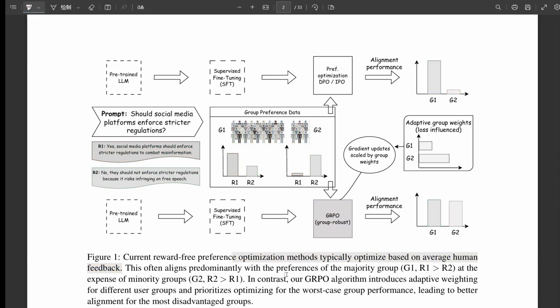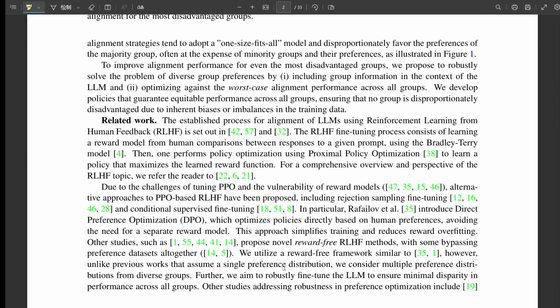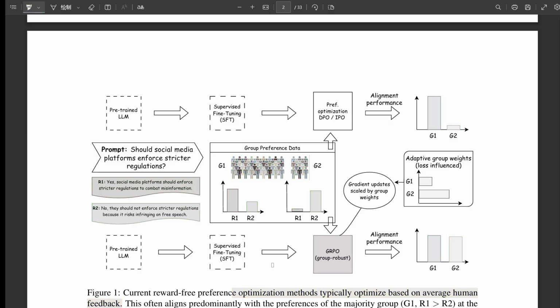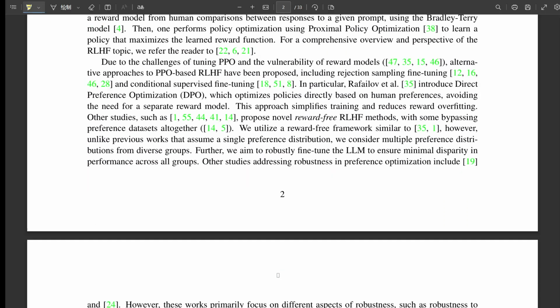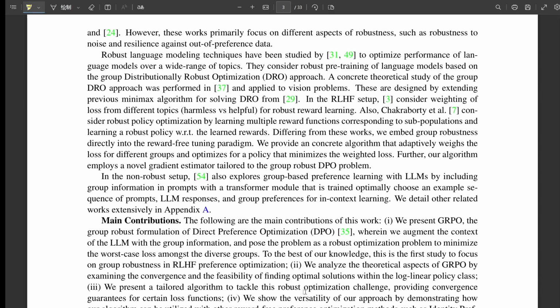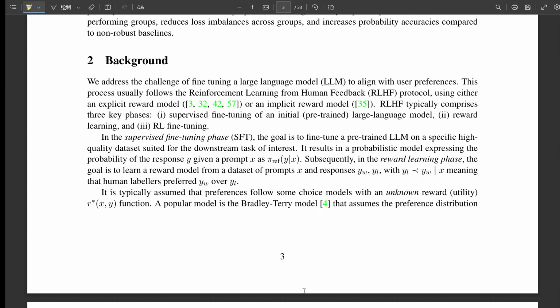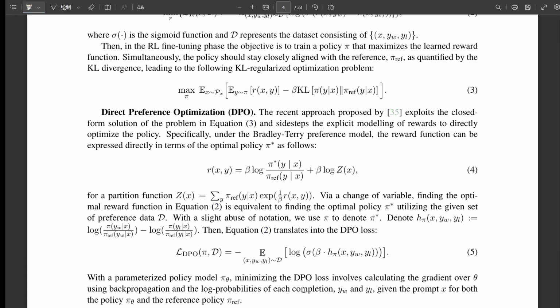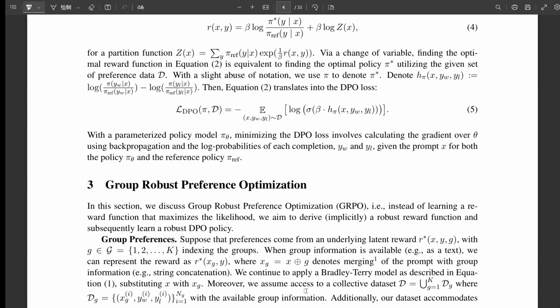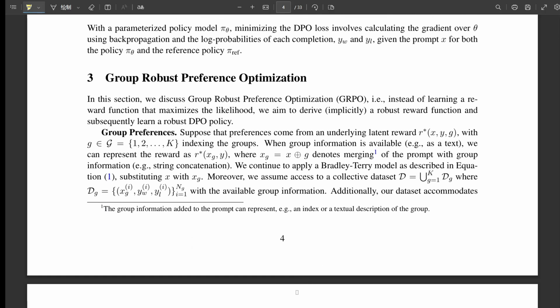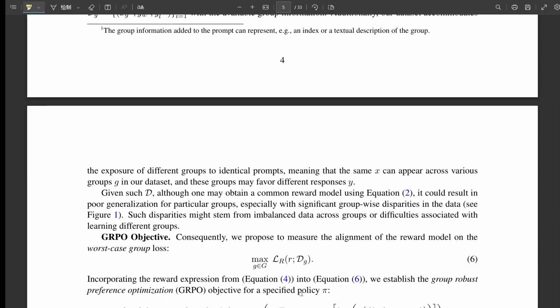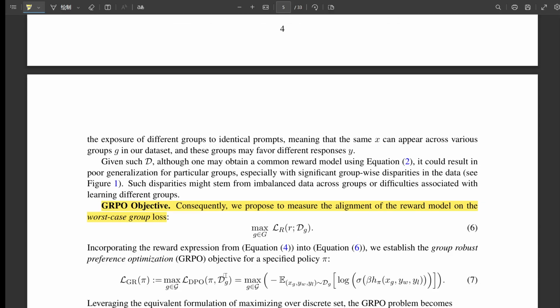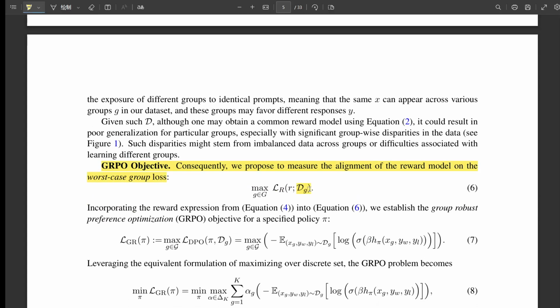But it gets a little interesting when we get into the math. They use this thing called the Bradley-Terry preference model, which assumes there's this underlying reward function that dictates how people choose between responses. But the key here is that in GRPO, this function is group dependent. So hold on. Are you saying that different groups could have completely different preferences even for the same set of responses? Precisely. Wow. Okay. So we're really acknowledging that different groups might actually value different things, even when faced with the same question or the same prompt. Exactly. That's a big departure from just assuming everybody wants the same thing from an AI.